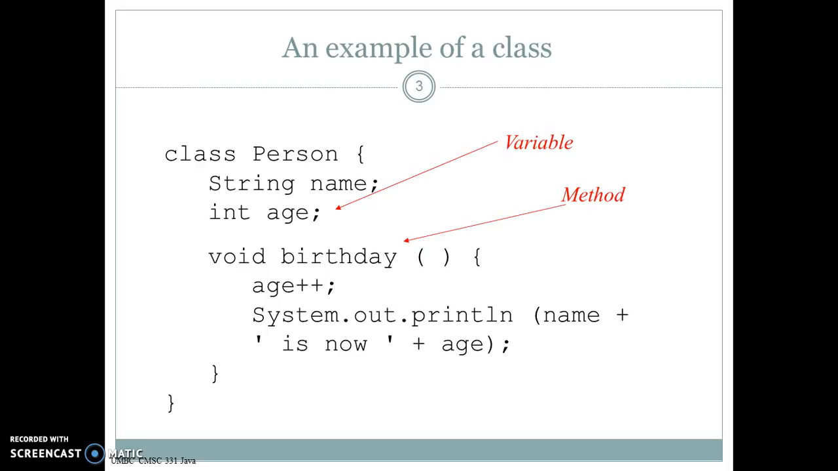In this current example of a class Person, String name and int age are examples of variables, whereas void birthday is an example of a method or function. We know that functions are used in order to compute any operation, and the same code can be used repeatedly a number of times.